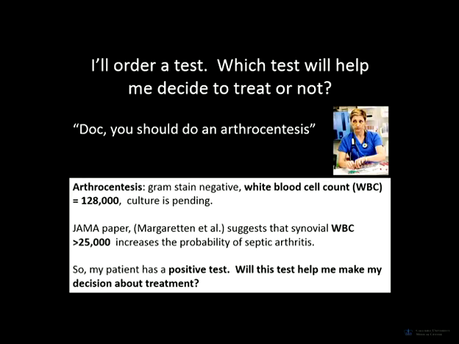So you go ahead and collect your supplies, and you draw out the fluid from the knee. And the result is that you find a white blood cell count of 128,000, and your culture is pending. And so the same paper that you found before tells you that for a patient that has a white blood cell count greater than 25,000, that's a good cutoff for increasing the probability that someone has a septic arthritis. So your patient has, we call in this case, if we draw the line there, a positive test. So let's think about how that helps you make your decision.